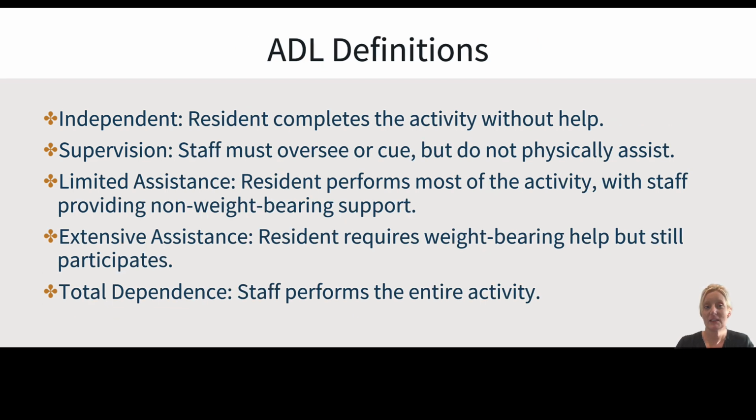The ADL definitions, these are from the RAI manual. Independent: the resident completes the activity without help. Supervision: staff must oversee or cue but do not physically assist. Limited assistance: the staff provide non-weight-bearing support. So you have non-weight-bearing support for limited assist, and then extensive assist is weight-bearing, and then total dependence is full staff performance.